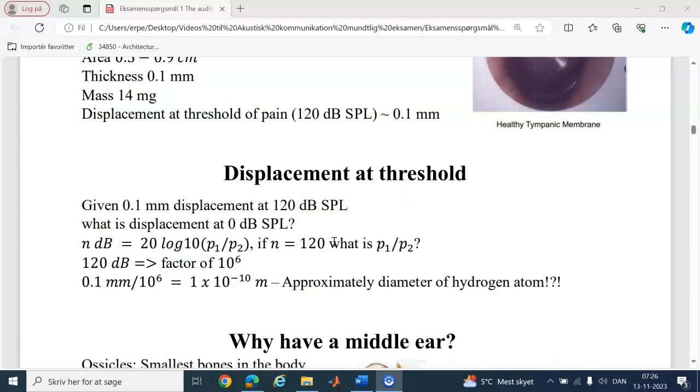120 dB is 20 times log of P2 divided by P1, and that means that log10 of P2 divided by P1 is 6, and then P2 divided by P1 is 10 raised to 6.